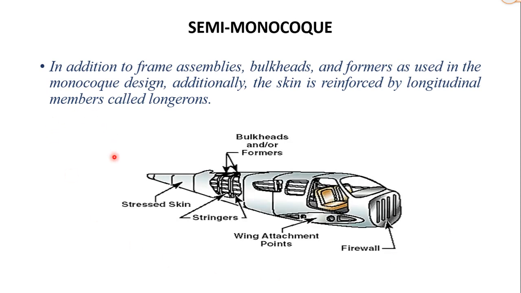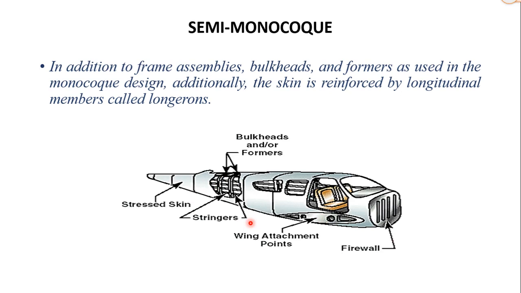Semi-monocoque. This is the preferred type for constructing a fuselage. In addition to frame assemblies, bulkheads and formers as used in monocoque design, the skin is reinforced by longitudinal members called longerons. So these are the longerons which run parallel from the nose to the tail.